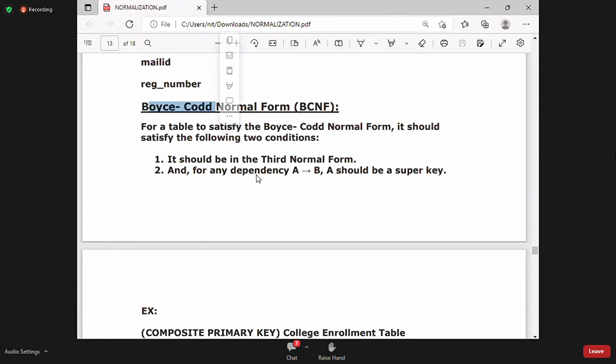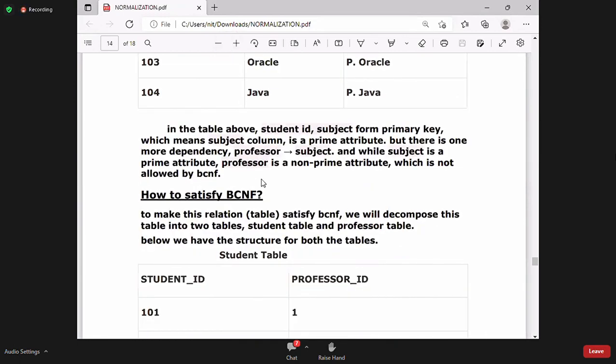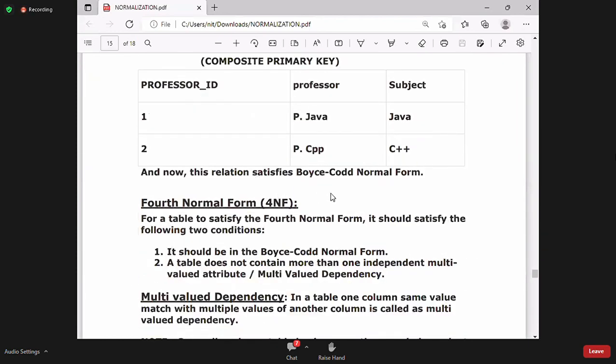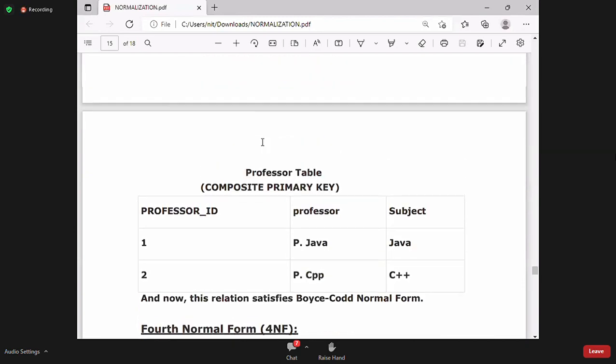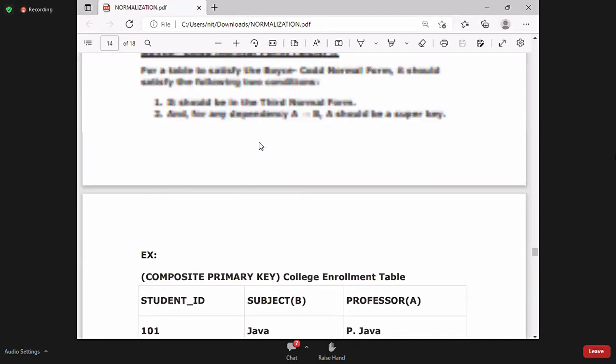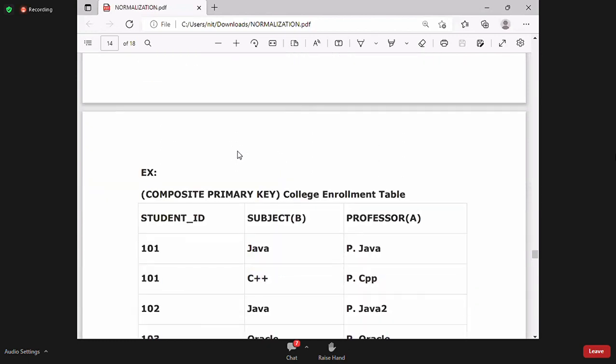Okay, so do one thing, you people. First, all of you read this example tomorrow. You already have the documentation now, up to here only Boyce-Codd normal form. Read these tables and theory. After reading, come to class with what you understand.